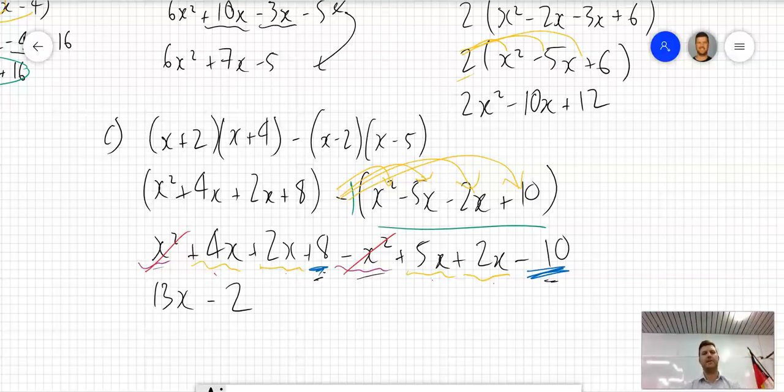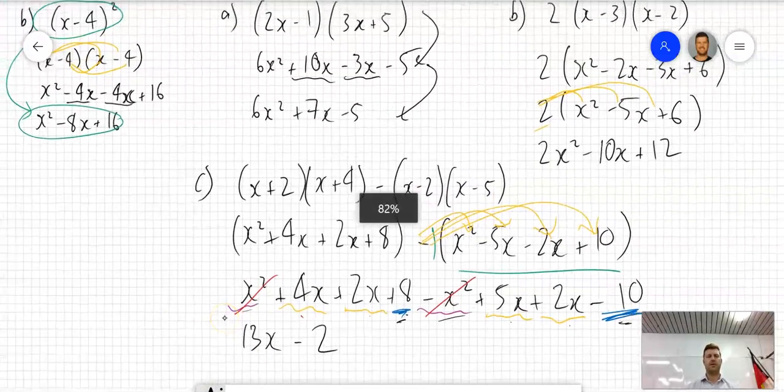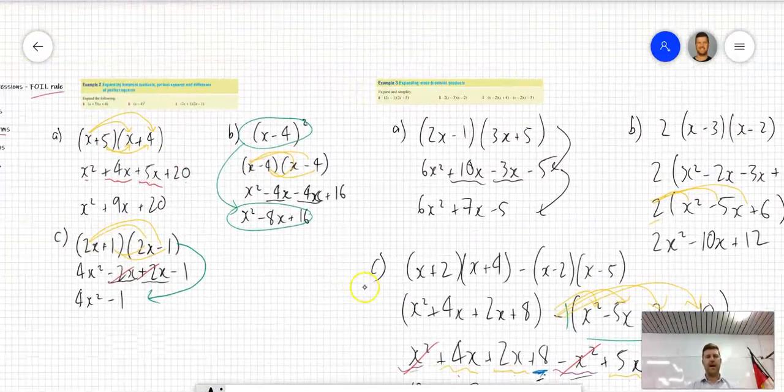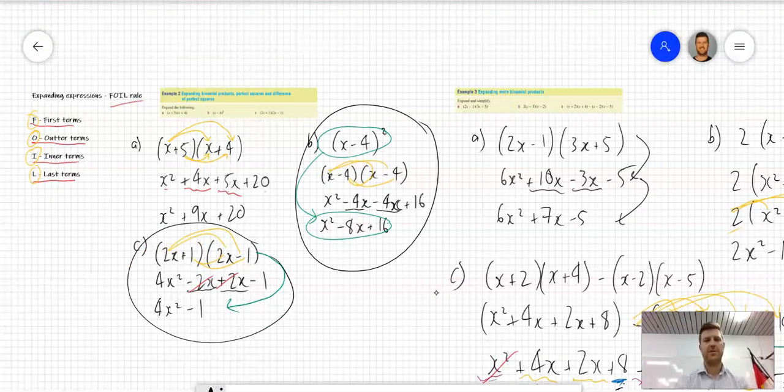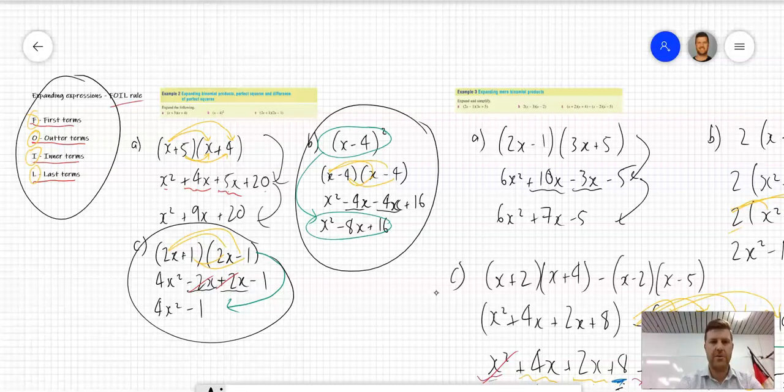Alright, so hopefully that made sense, guys. Like I said, take what you need from this to get through the questions today. We've had a bit of a look at perfect squares, difference of perfect squares, but essentially use the FOIL rule, okay? Use that acronym to help you expand those binomial products and then collect any like terms to simplify those expressions.